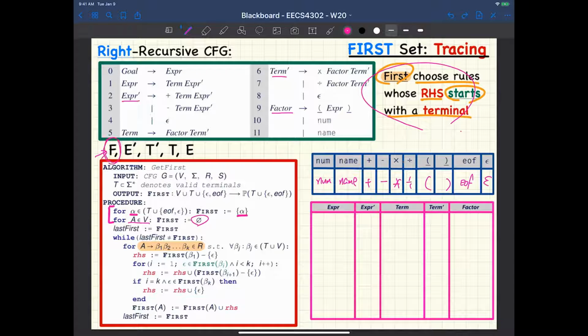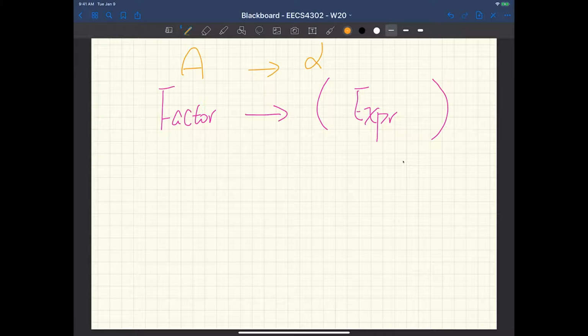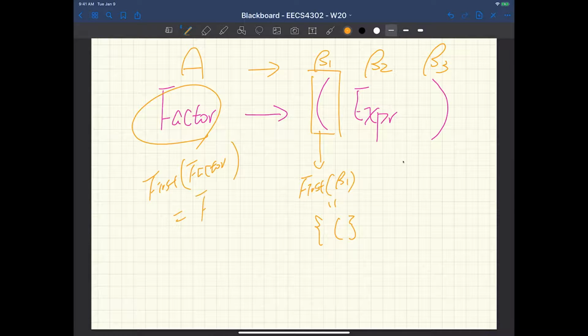First of all, we choose factor over here. For factor, let's say the first production: factor produces this parenthesis, followed by expression, followed by the closing parenthesis. It's very similar to what we said before: A produces beta 1, beta 2, and beta 3. Now, is beta 1 nullable? Definitely not, it's a symbol. That means there's no possibility of this not happening, so that's a trivial case. So the first of beta 1 is simply this particular set, and the first of factor will just be the first of this parenthesis, which is just the parenthesis.